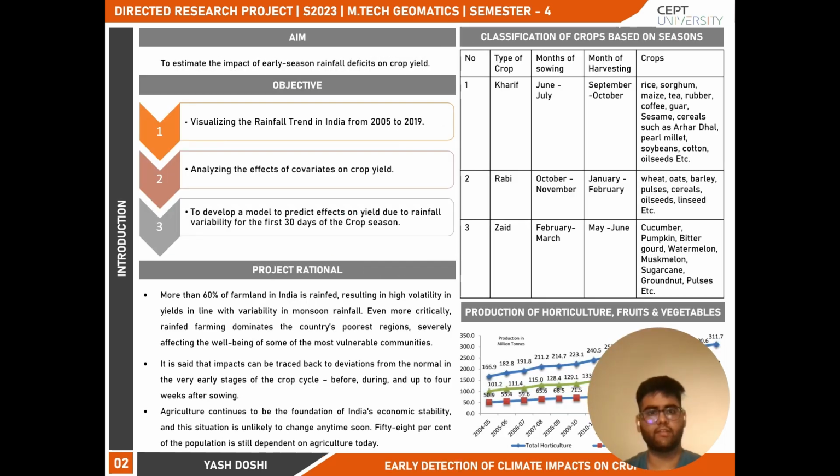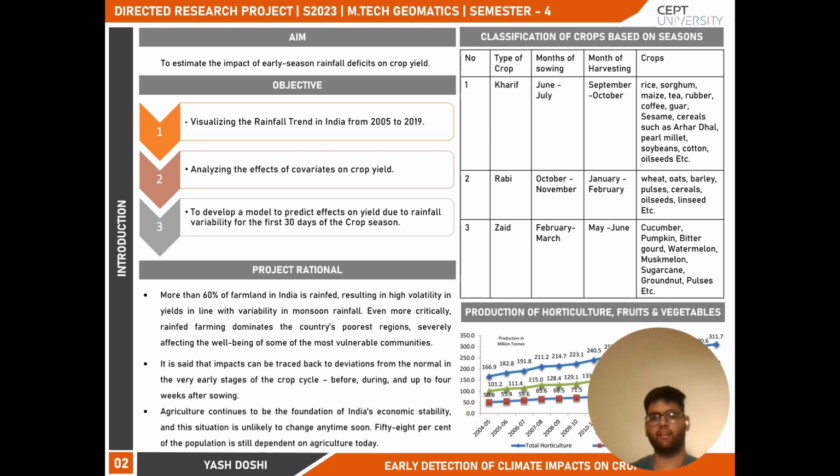The aim of this research is to estimate the effect of early season rainfall on crop yield. The objectives are visualizing the rainfall trend in India from 2005 to 2019, analyzing the effect of crop covariates on crop yield, and developing a machine learning model to predict the effect on crop yield due to rainfall variability in the first 30 days of the crop season.